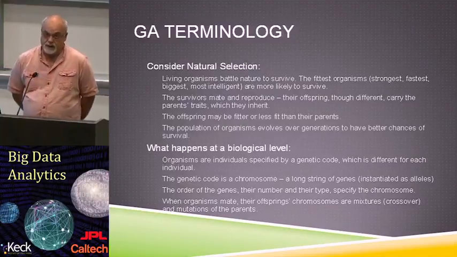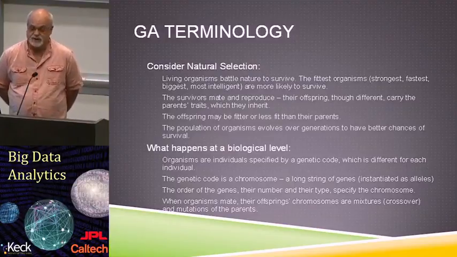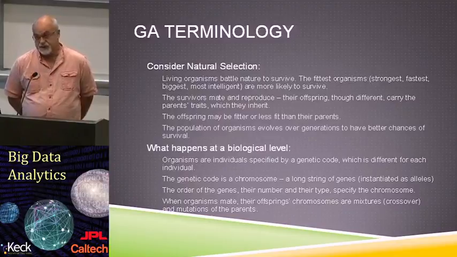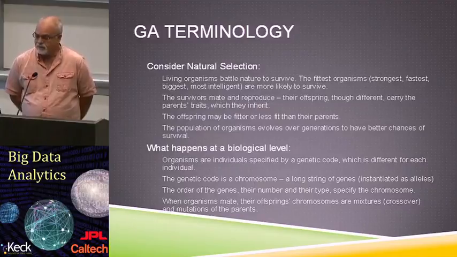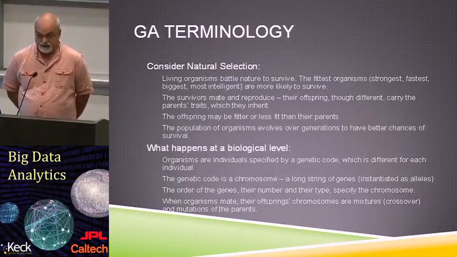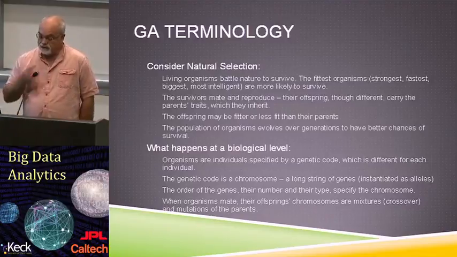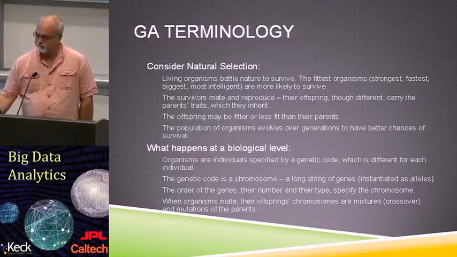What actually happens at a biological level? Organisms are specified by chromosomes, a genetic code, which is usually different for each individual. This chromosome is a long string of genes, each gene is instantiated as an allele, and has a particular order. The order and the type of the genes in the chromosome specify it. Now, when organisms mate, their offspring chromosomes are mixtures and crossovers and mutations of the parent chromosomes.